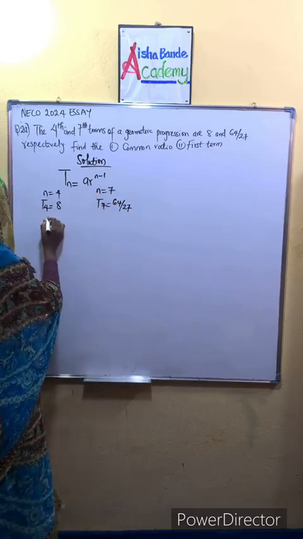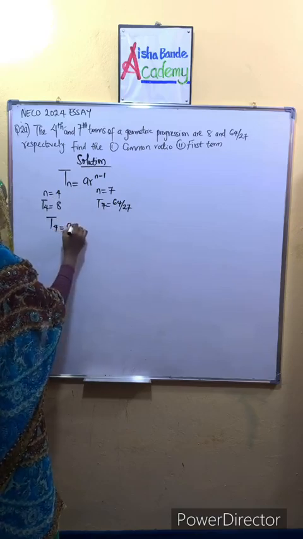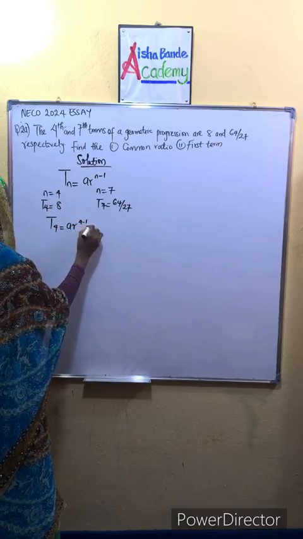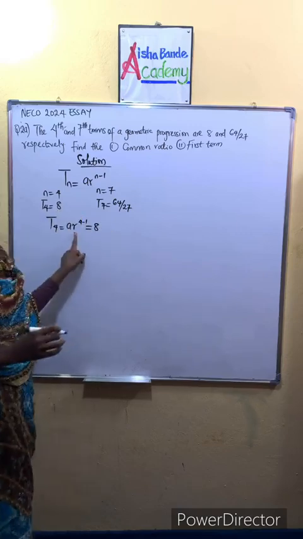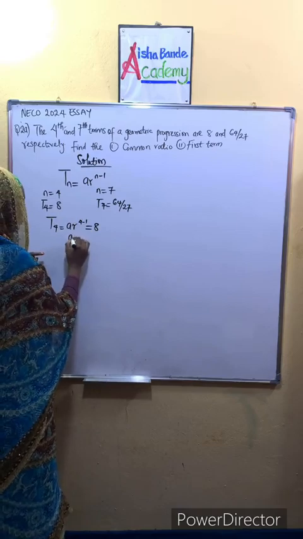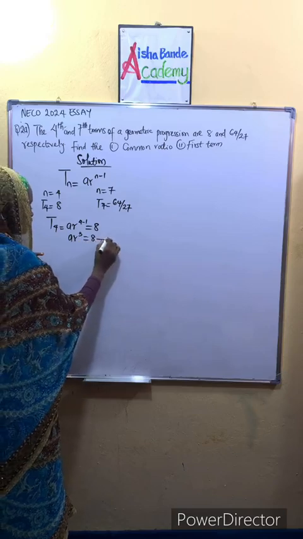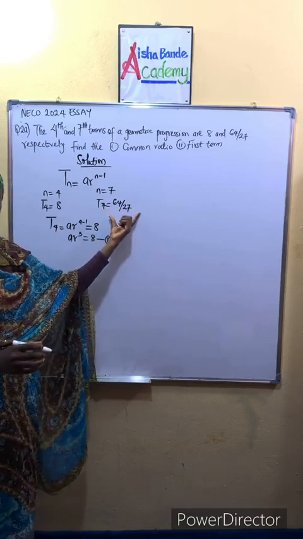So for the first one, we have Tn, which is T4, is equals to ar raised to the power of 4 minus 1. This is equal to 8, because this is the value. So we simplify this, we have ar to the power of 4 minus 1 here is 3, equals to 8. So we call this equation 1. So we'll move on to the next values given.